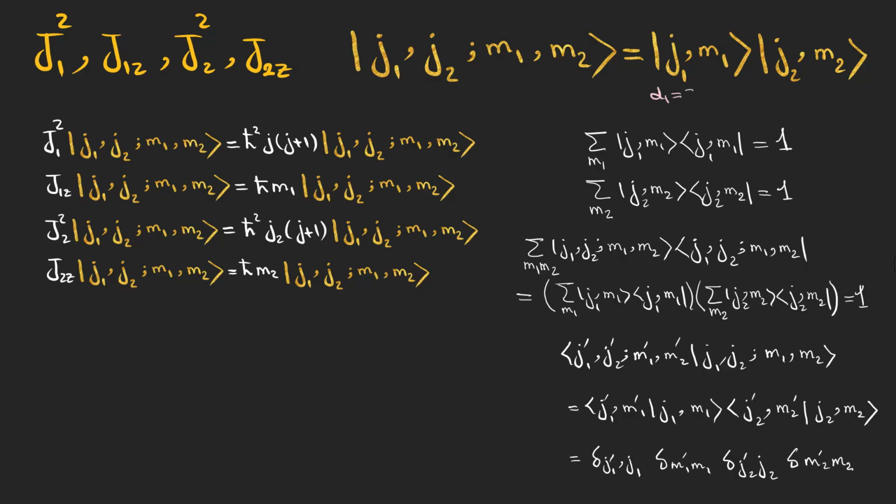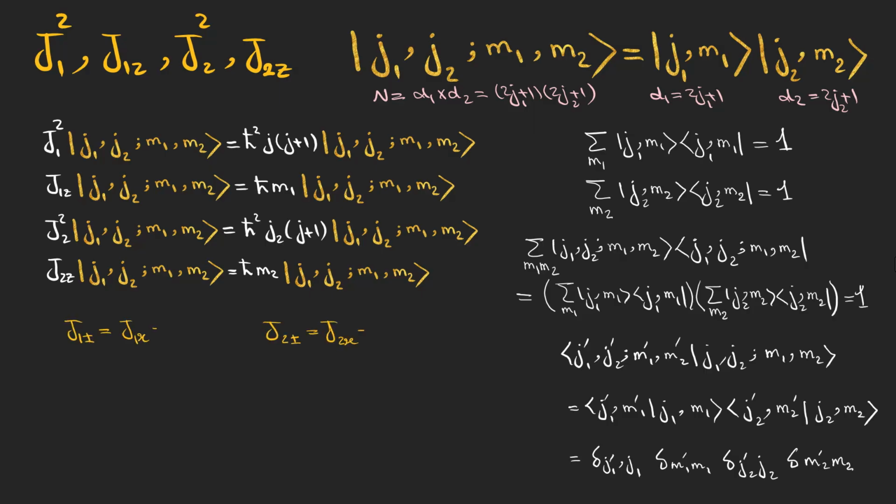Pay attention that the dimension of J1 is 2J1 plus 1, and the dimension of J2 is 2J2 plus 1, and the dimension of these new eigenkets is 2J1 plus 1 multiplied by 2J2 plus 1, which is the product of the dimensions of its constituent kets. This is because for each J, we have 2J plus 1 values for M in each subspace.